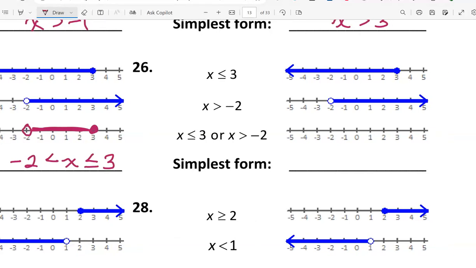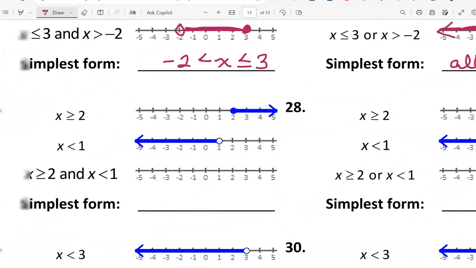And number 26, those same sets. This time we're using the word "or." That's the union, and the two sets combined are the entire number line. So our solution is, in simplest form, all real numbers.